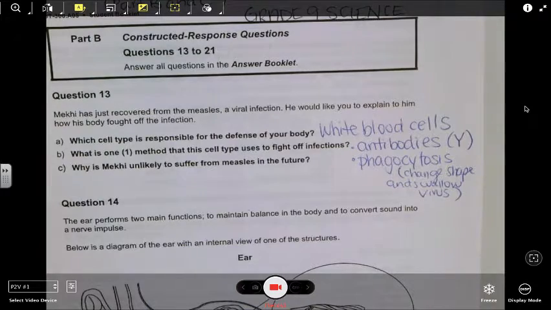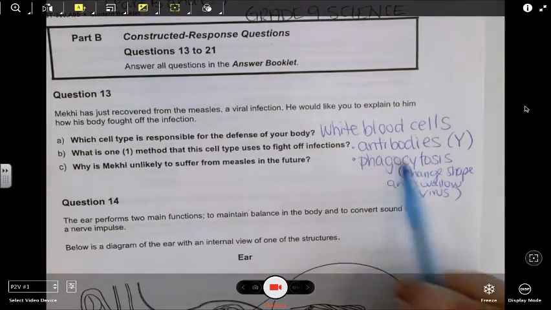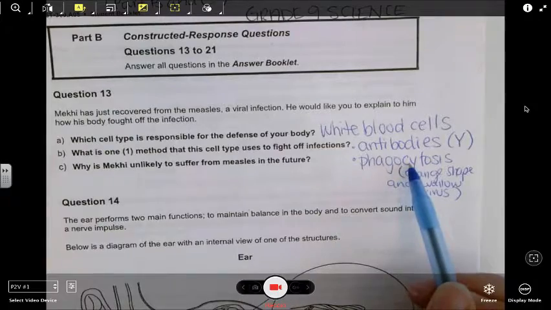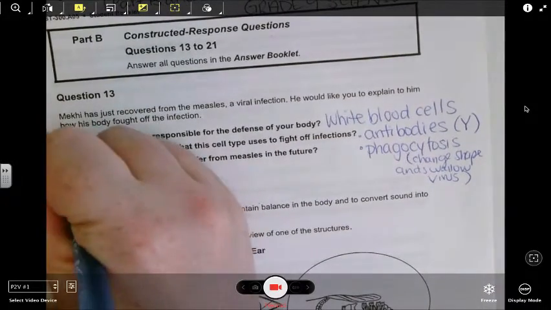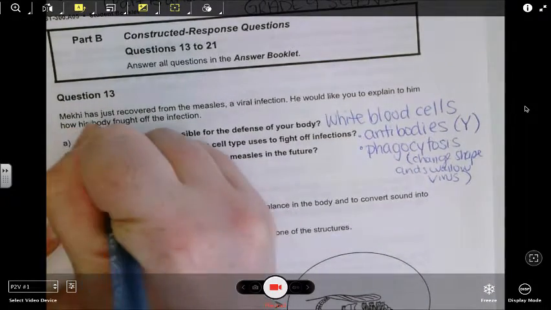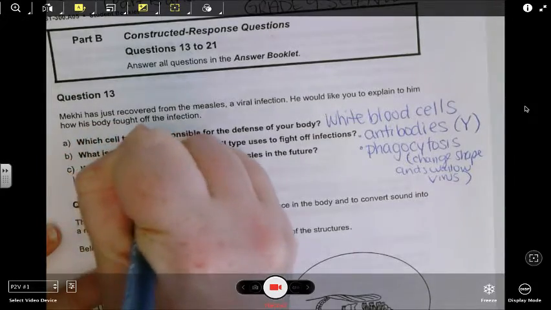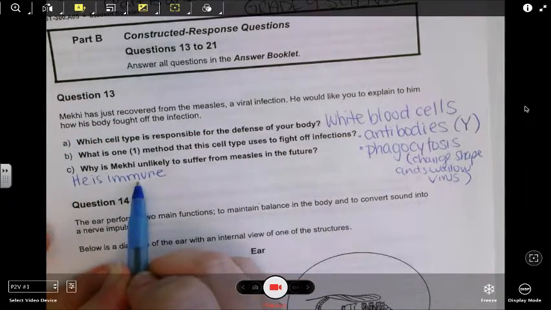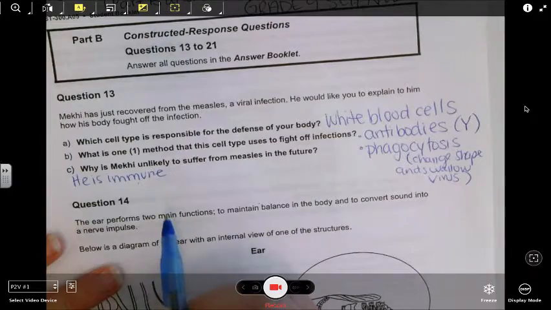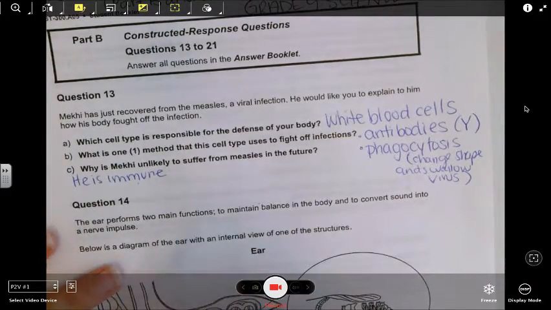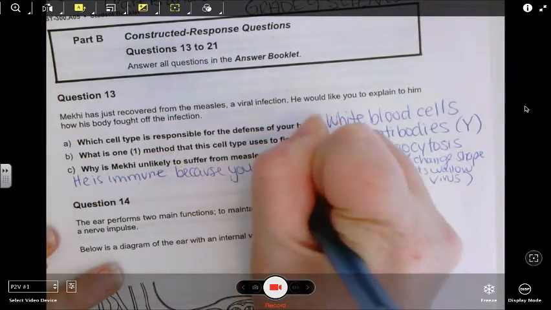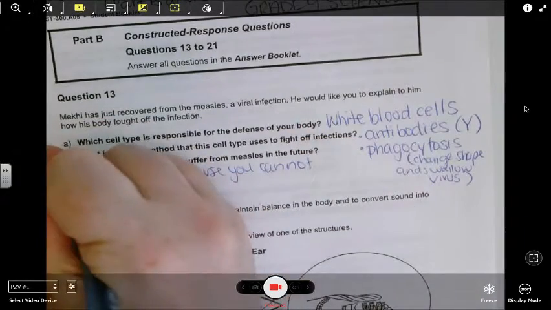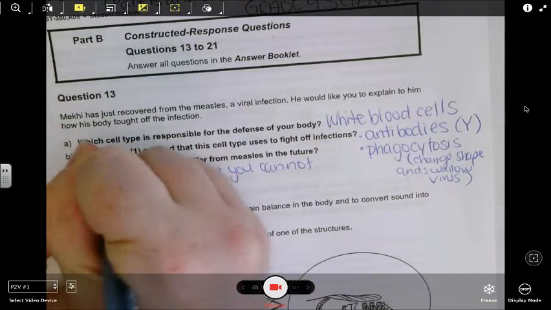Okay, the last one: why is McKay unlikely to suffer from measles in the future? Okay, so that's what I was just saying. If you catch the same virus again, once you're immune, we can say he is immune, which is like immunization, because you cannot suffer from the same virus twice.